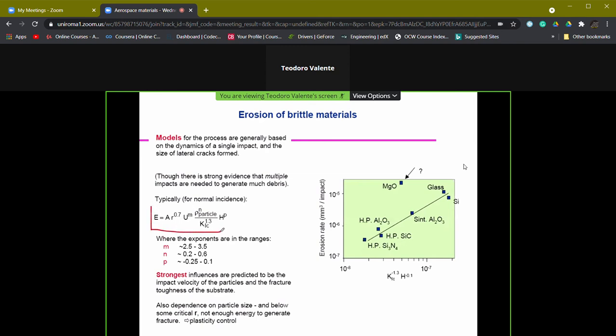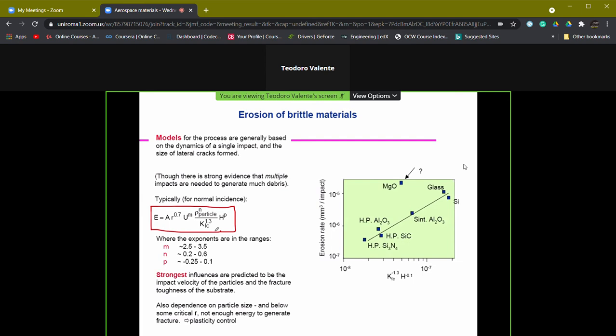equations, like, for example, this one, which is typical for a normal incidence, in which all the most important parameters which can affect the erosion rate, E capital letter, are reported, and from which we can have some guidelines in order to understand how to reduce erosion wear, provided that we cannot remove particles inside the fluid, because if we can remove particles inside the fluid, obviously this phenomenon can be cancelled.